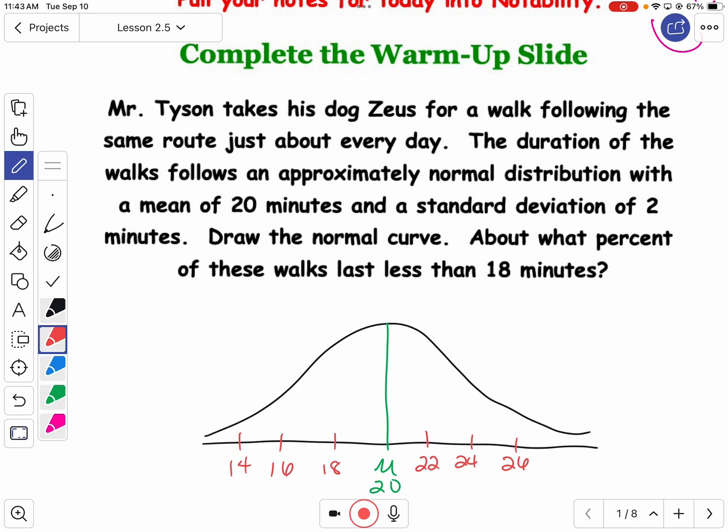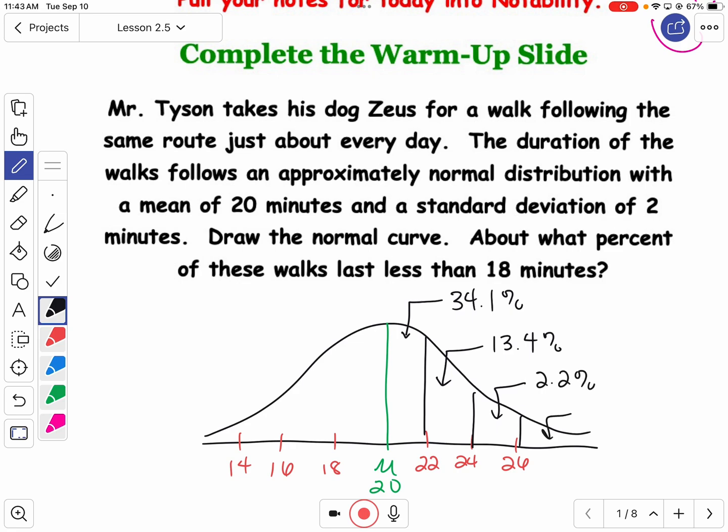Okay. Now, it asked me for a percentage this time, and it's just been a minute, so we'll walk back through those. You remember on Friday we talked about the percentages of all the slices. Does anybody remember the biggest piece? Starts with a 3. 34.1. Okay. What about the next one? It's close. 13.4. And then 2.2 and 0.1.